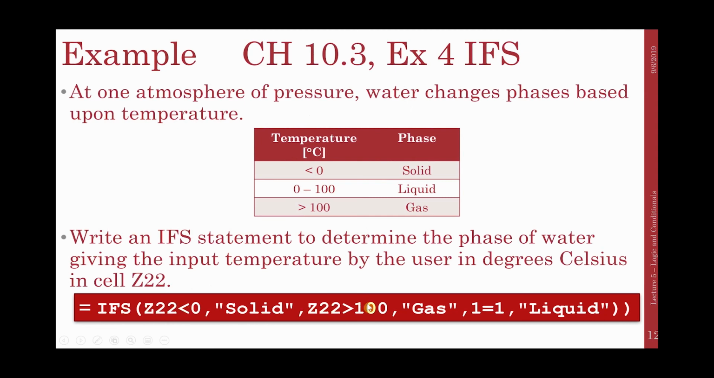If Z22 is greater than 100, write gas. And then I'm going to say if 1 equals 1, liquid. This is the way to get the last output to display, because this is a logic statement that is always true, but the problem is it has to get through this one and then this one to get to this one, so at that point it is always true. So that's how we get the third option to occur.